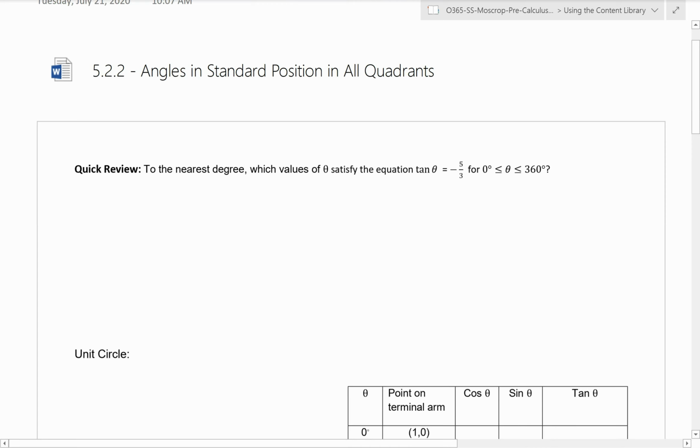Okay, we'll come back to section 5.2 part 2. We'll do a quick review of what we just did in 5.2 part 1.